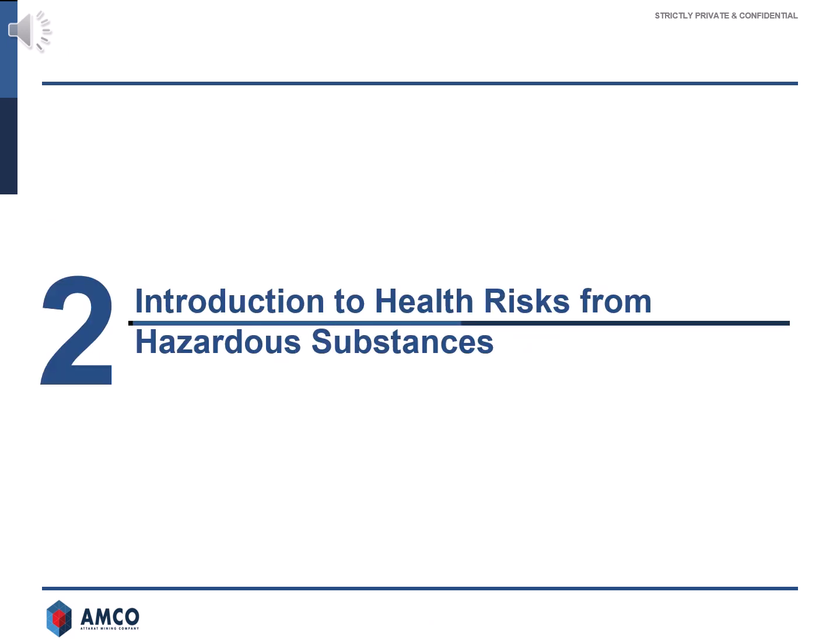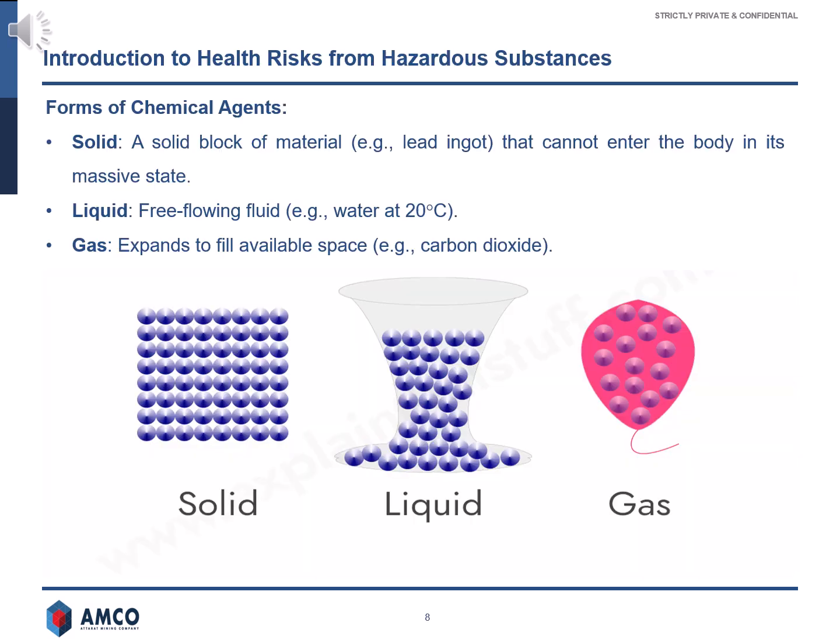Introduction to health risks from hazardous substances. Forms of chemical agents. Solid, a solid block of material, e.g., lead ingot, that cannot enter the body in its massive state. Liquid, free-flowing fluid, e.g., water at 20 degrees Celsius. Gas, expands to fill available space, e.g., carbon dioxide.